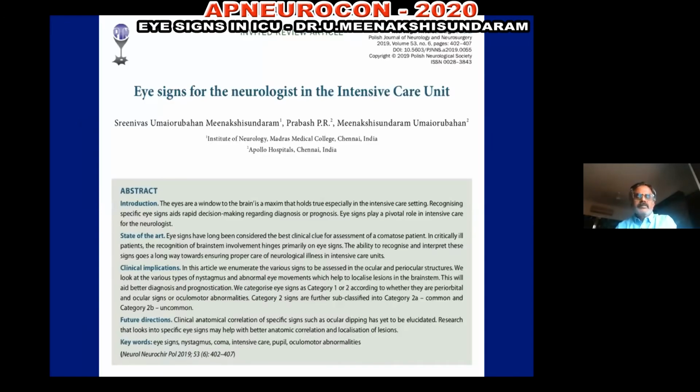Now, I'll start by showing this article that we wrote, an invited review on eye science for the neurologists in the intensive care unit. It is available free. It is in a Polish journal of neurology and neurosurgery, Neurologia Neurochirurgica Polska. If you just type in eye science for the neurologist in the intensive care unit on Google, you will find it. So I'll go through with the aid of this article itself.